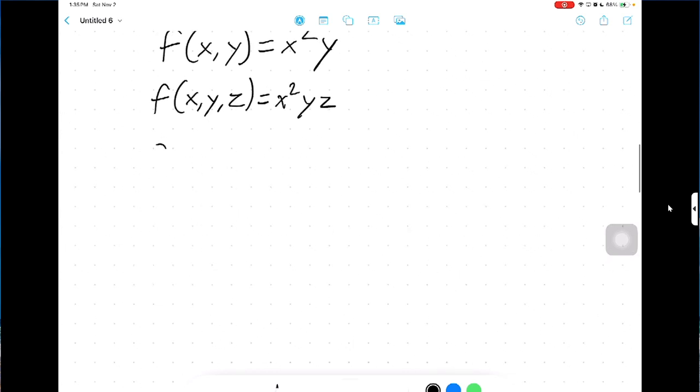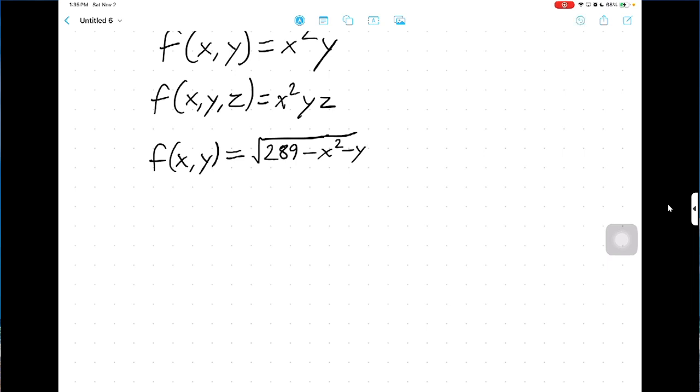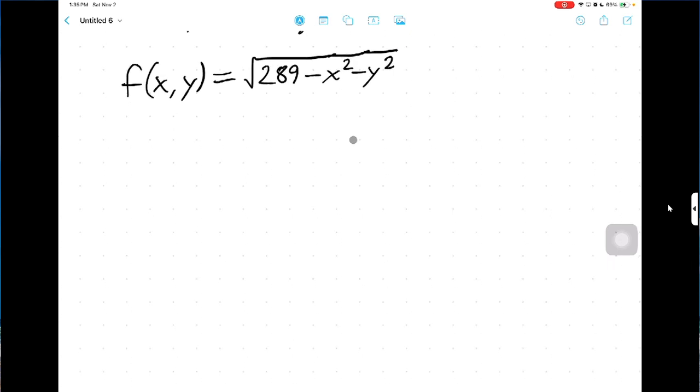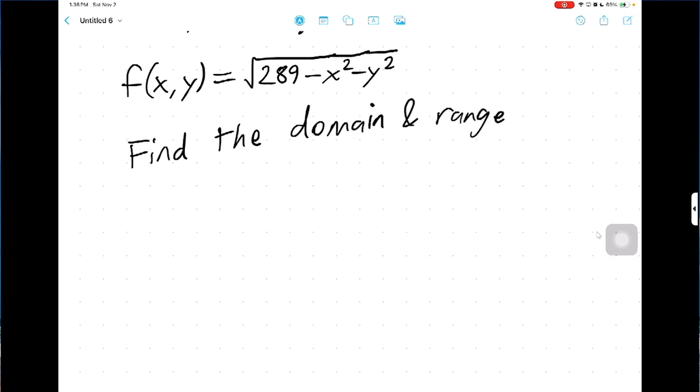As just a tiny example, let's say we had f of x, y equal to the square root of, let's just use 289. So let's say we had the equation f of x, y is equal to the square root of 289 minus x squared minus y squared. And I told you specifically, find the domain and range of f of x, y.